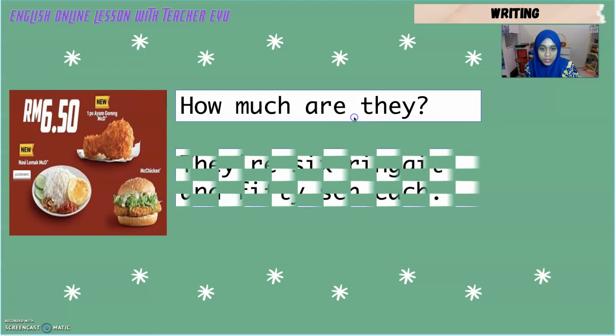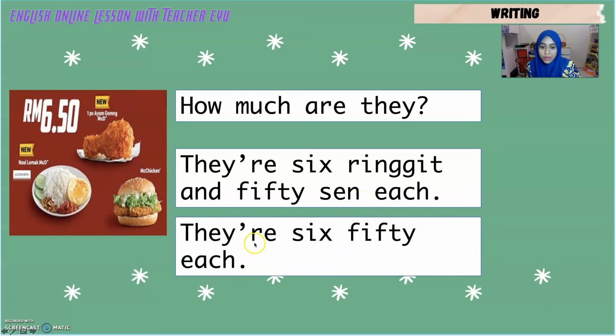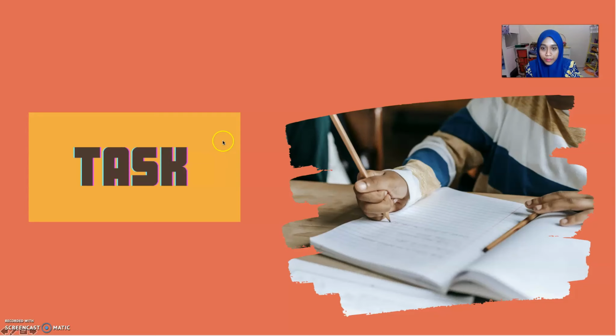So how are we going to answer? They're RM6.50 each. This is how we answer. Kita jawab they're RM6.50 each. Ataupun kita boleh jawab they're $6.50 each. $6.50 maksudnya RM6.50 juga. So this is how you can answer this question. Ada 2 cara boleh jawab soalan macam ni.